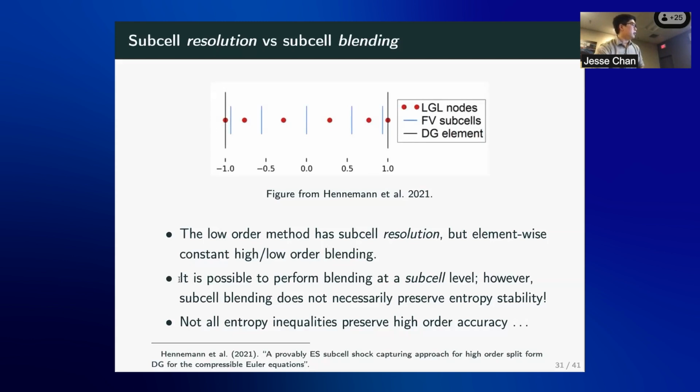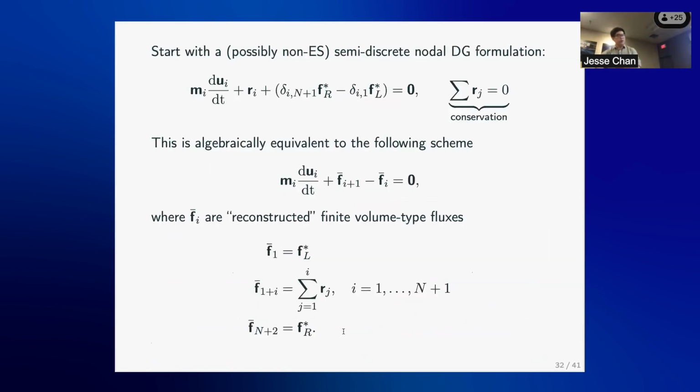What we found also was that when we try to do this sort of blending, it was a little difficult to preserve entropy stability. And when we tried to preserve entropy stability in certain ways, it turned out that not all the ways would preserve high order accuracy. So let me try and explain what we were doing.